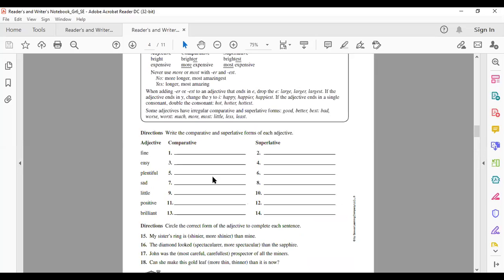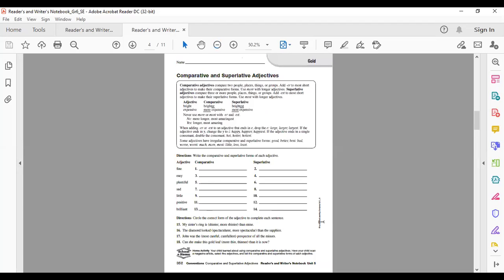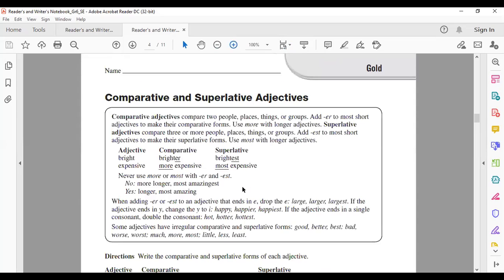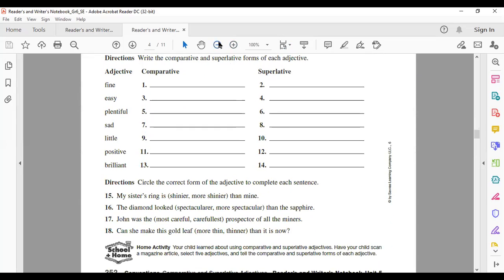Which book again? Notebook. Okay. 352. This is the page I wanted to open. 352. Okay. Read the first question, ya Malak. Okay, miss. Write the comparative and superlative forms of each adjective. Adjective, comparative, superlative. I have the word fine.